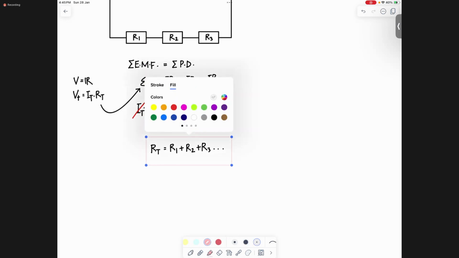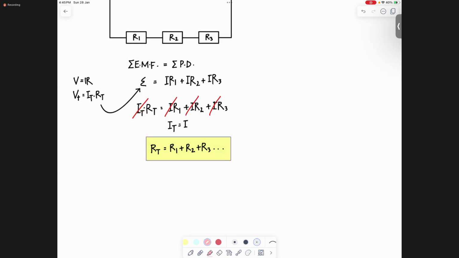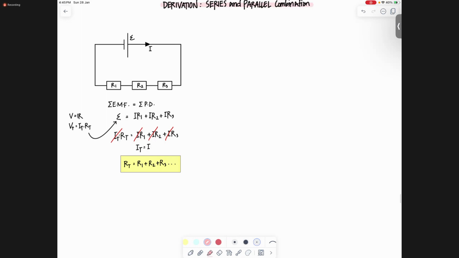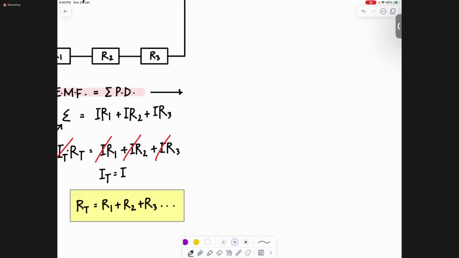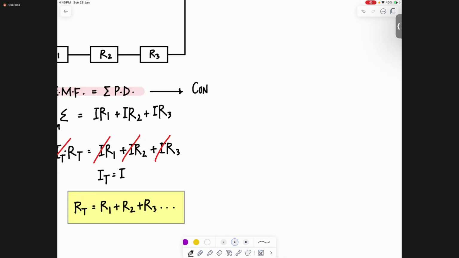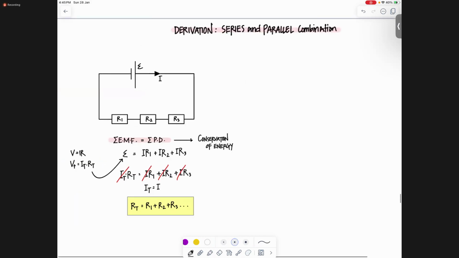I know for O levels we used to take it for granted and just add them side by side, right? But there has to be a logic behind this, and this is the logic. So this series derivation is actually based on which law? Second law. More importantly, for MCQs, it is based on conservation of energy. Right, so that's the series version.